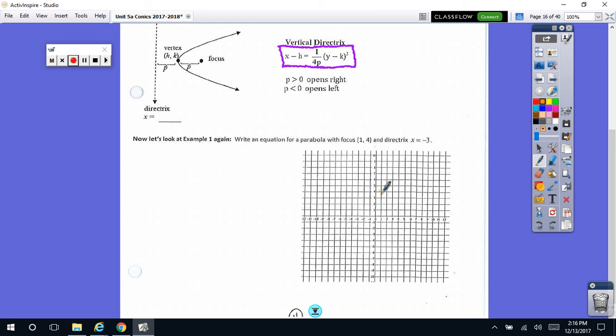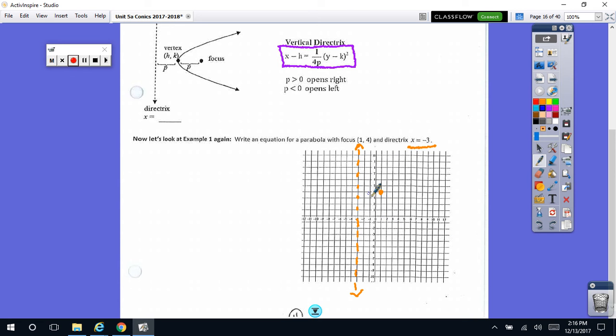Our focus is 1, 4, and our directrix is that x is negative 3. So when x is negative 3, that is this entire section right here, up and down. So here's my directrix. Same rules apply. I still want to eat this focus, and I still cannot cross this directrix. So our parabola is going to somewhat be shaped something like that. It's going to be turned that way, it eats the focus, doesn't cross that guy.